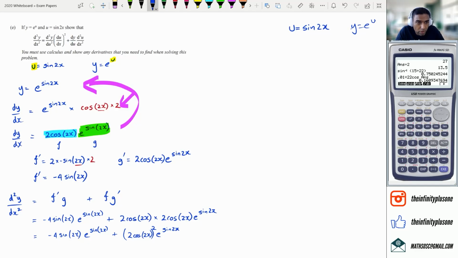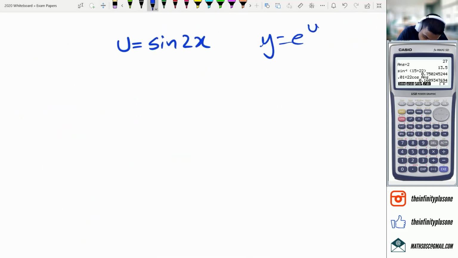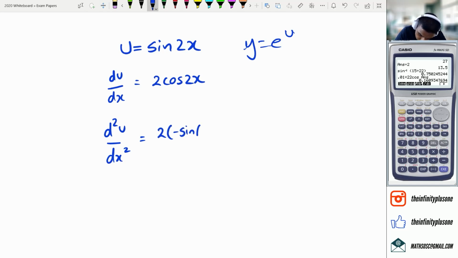Let's see. So I've got to work out d squared y. This is just super painful, isn't it? Doesn't matter. It looks like I have to differentiate them twice anyway, so I might as well do that. When I differentiate, du dx is going to be 2 cos 2x. That's fine. Differentiate it again, and I'm going to get 2 times negative sine 2x multiplied by another 2. Just a reminder that the 2 is from there.